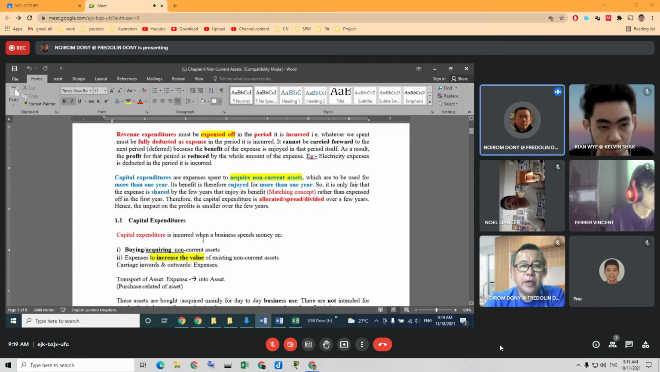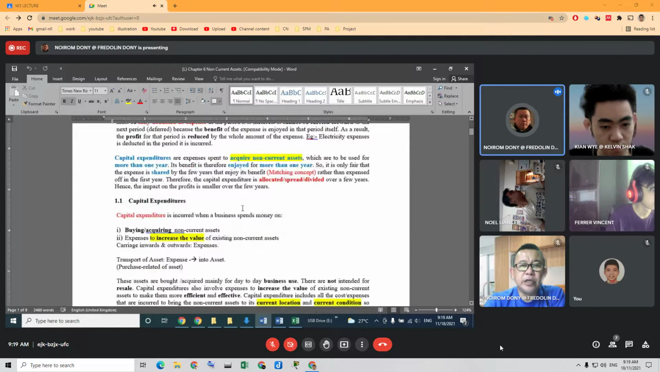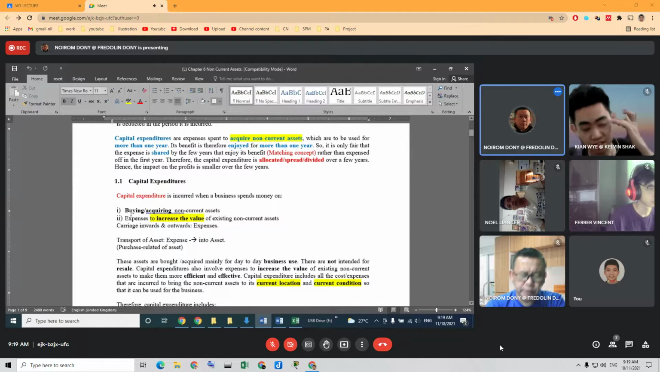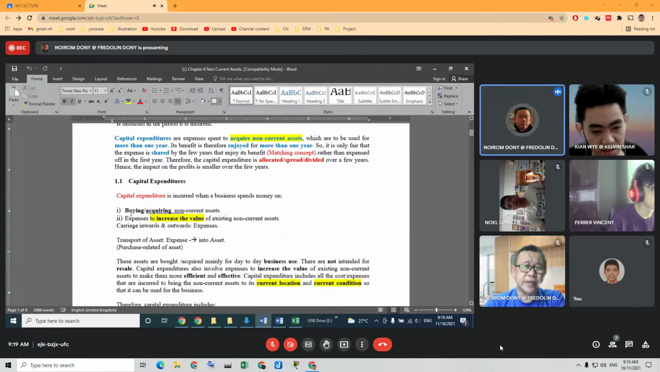Okay, so moving on. Capital expenditure is incurred where a business spends money. Okay, these are the components of the capital expenditure. Buying, acquiring non-current asset. Buying meaning referring to the purchase, referring to the price that we paid to the supplier of the non-current asset. That is the first one. The second one, expenses to increase the value of existing non-current asset.